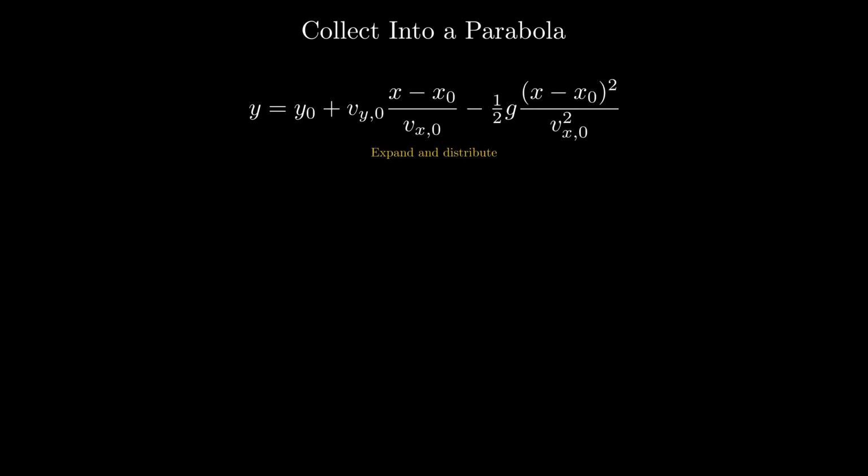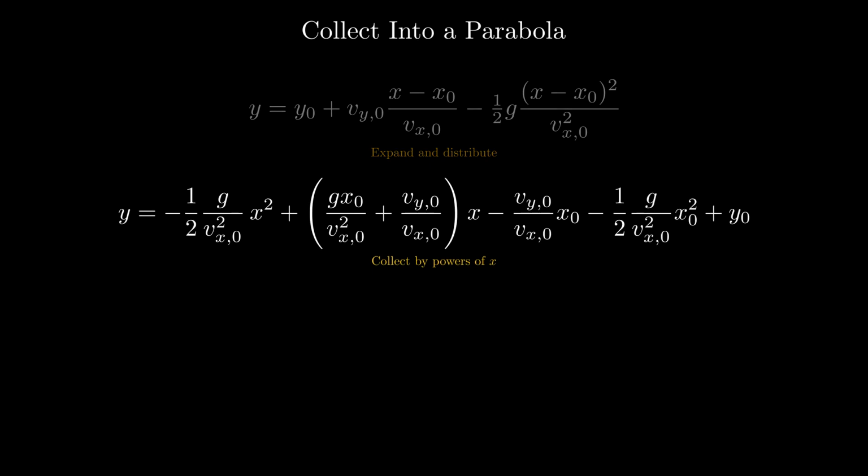Now expand the algebra and collect terms by powers of x. The result is a genuine parabola. The x squared term carries the coefficient minus 1/2 g over Vx naught squared. Because gravity is positive and the squared velocity is positive, this coefficient is negative, so the parabola opens downward, exactly as a thrown object should arc and fall.